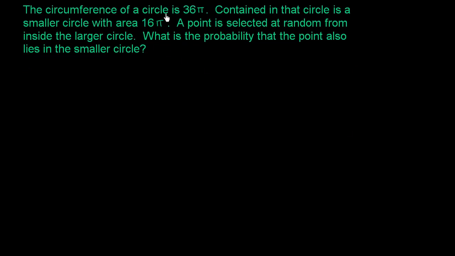Let's do another one. The circumference of a circle is 36 pi. Let's draw this circle. The circumference of a circle is 36 pi. So let's say the circle looks, I can draw a neater circle than that. So let's say the circle looks something like that. And the circumference, we have to be careful here.